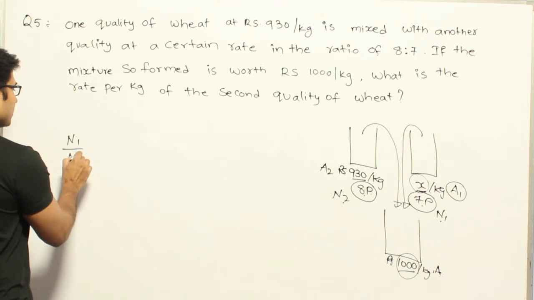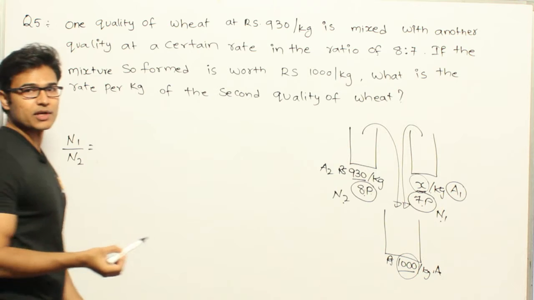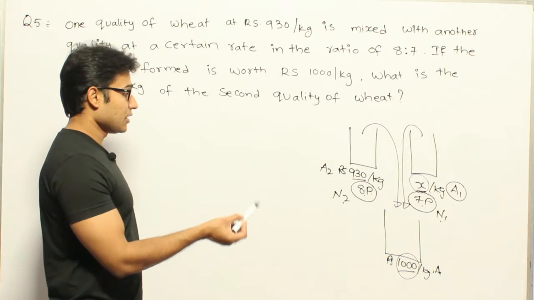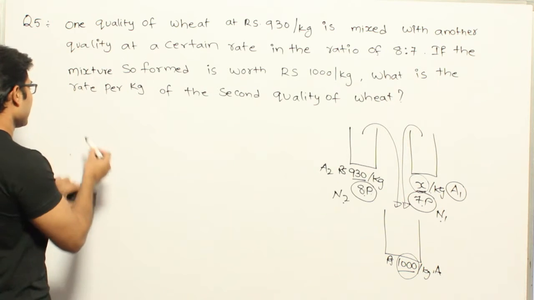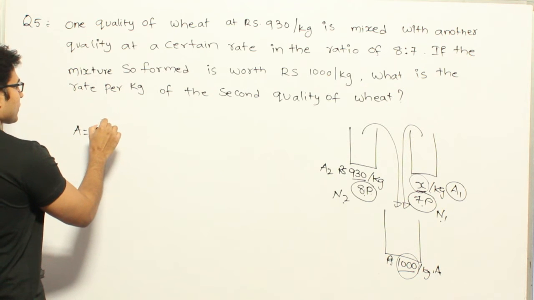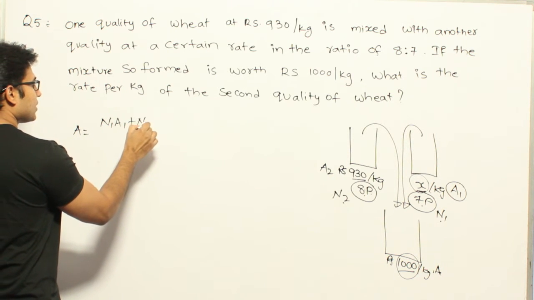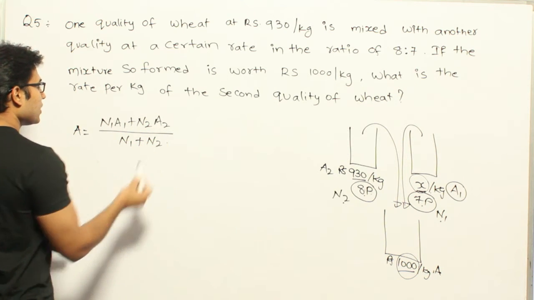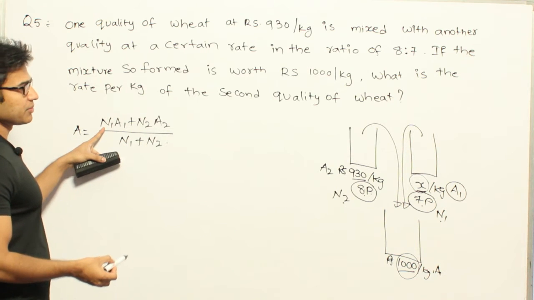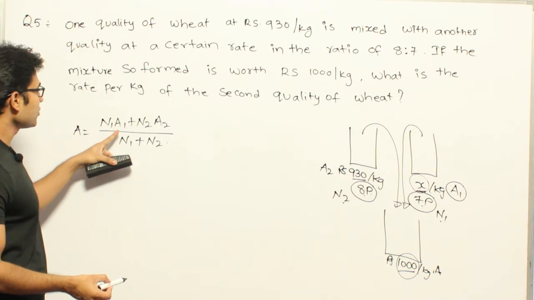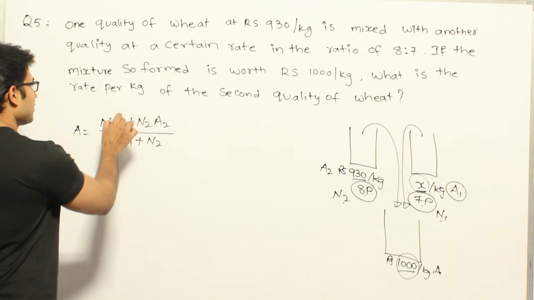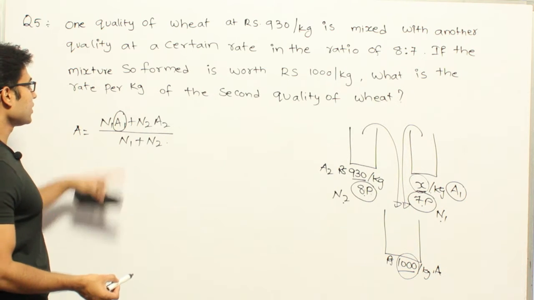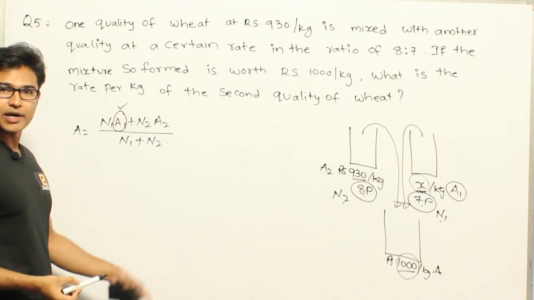Otherwise, what is the formula? If you remember n1 by n2, you do this. Otherwise you can apply the normal Alligation formula, capital A equal to n1 a1 plus n2 a2 divided by n1 plus n2, right? Assume that n1 is 7p and n2 is 8p, and you are supposed to calculate the value of a1. In this, if you assume x, a2 is already given, a is given, so the only thing that you have to find out is a1. This is the way you can find it out.